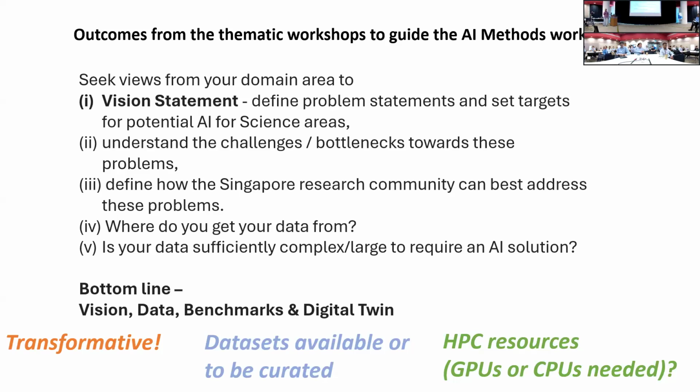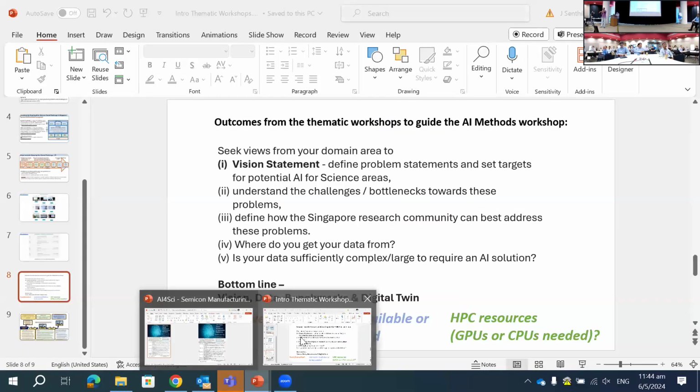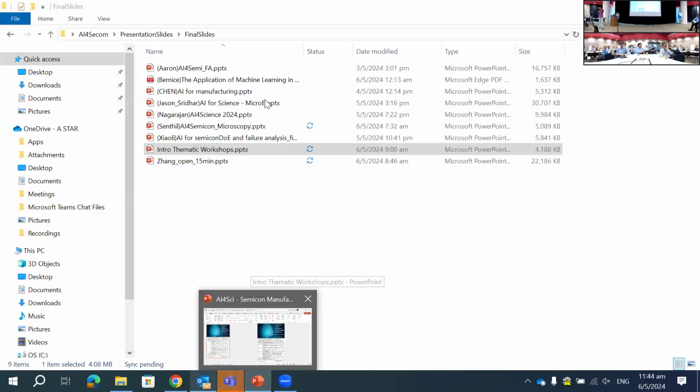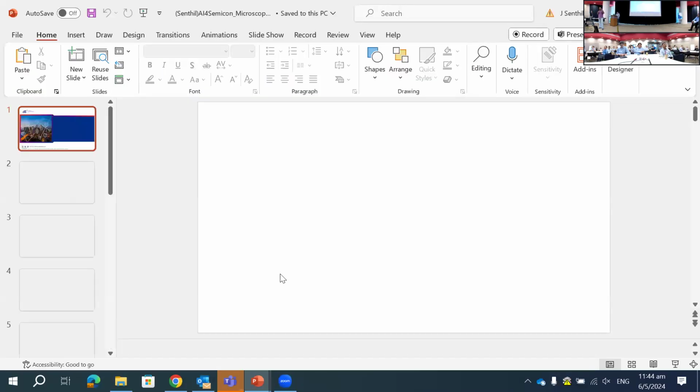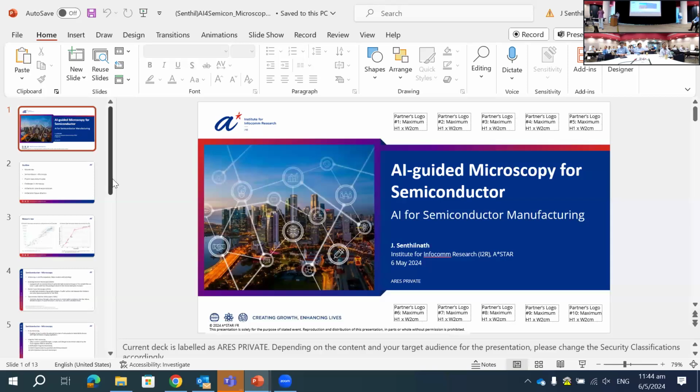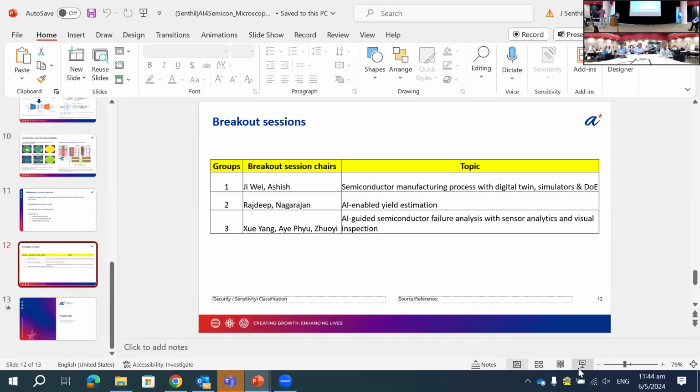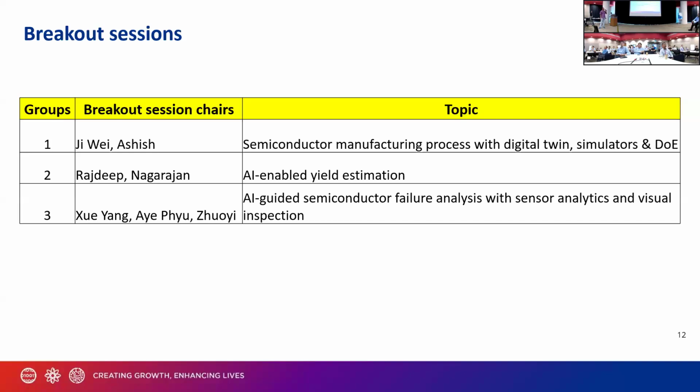So I think we divide the breakout session into 3 groups. We can focus by row: group 1, 2, 3, or in case you are interested in any topic, you can form a group. Group 1 will be on semiconductor manufacturing process with digital twin simulators and DOE related, led by Jive and Ashish. So you can come over to group 1 to form here for the discussion.